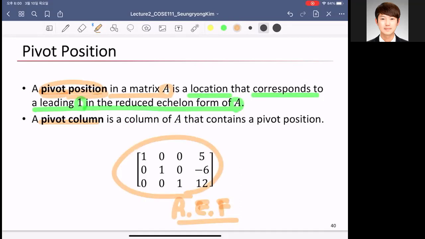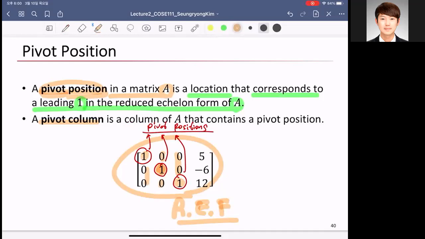Because there are leading entry 1 here, leading 1 or leading entry 1, and the remaining parts are 0, right? So this is the REF form. So pivot position means the position or location that corresponds to the leading one. So here, here, here. So these are called the pivot positions. Right? Pivot position.